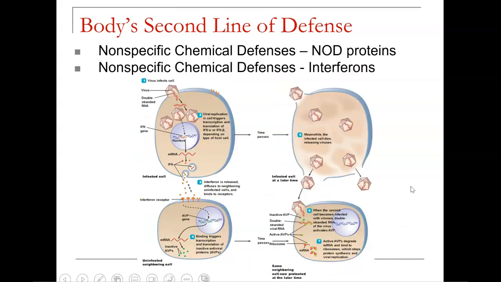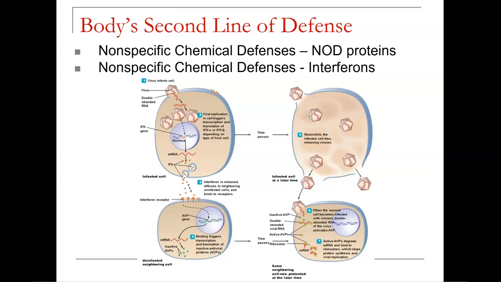Next, we have NOD proteins and interferons. NOD proteins have receptors for the PAMPs found in the interior of the cell. They trigger a set of defensive responses similar to those of the TLRs that we just saw. Interferons are released by a host cell to non-specifically inhibit the spread of viral infection. They're produced by several different types of cells, including lymphocytes, monocytes, and macrophages.